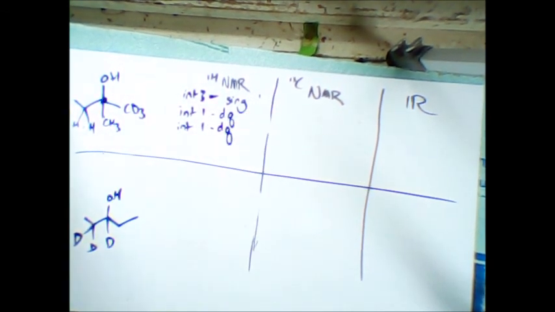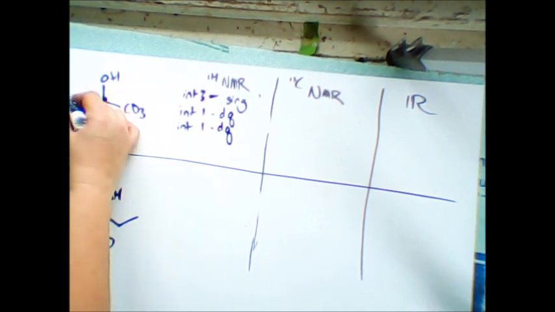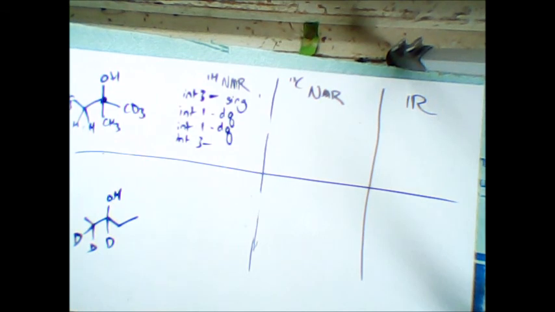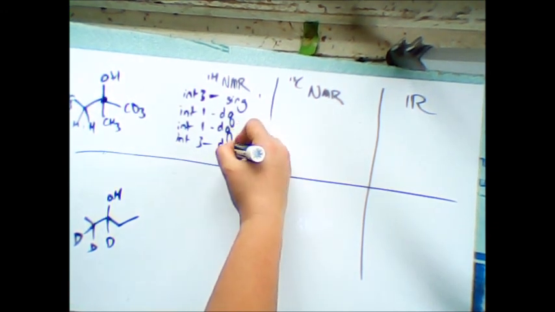And our CH3 on the end, he's going to have an integration of 3, and he is going to be a doublet of a doublet. Again, his coupling to each of these things is not going to be the same. So they show up as very different protons. They have very different coupling constants. So he has to be a doublet of doublets. You cannot simplify him down to a triplet.